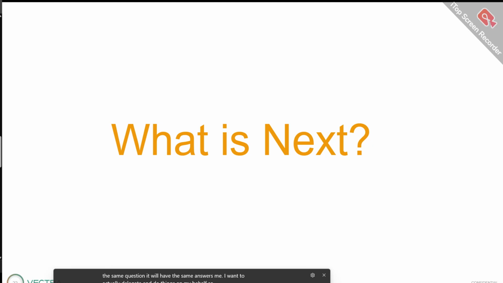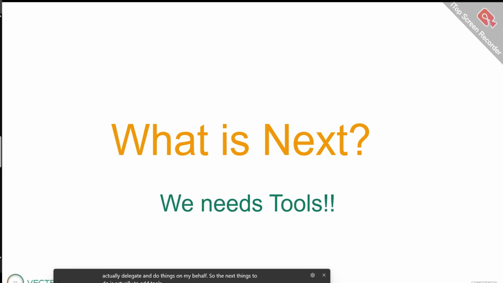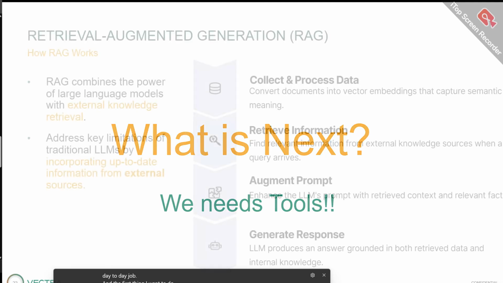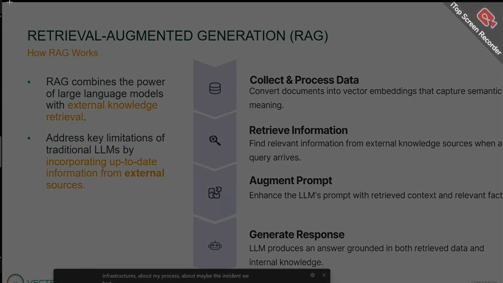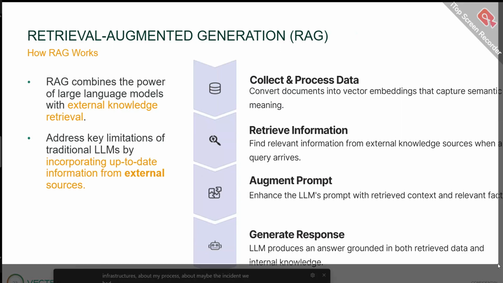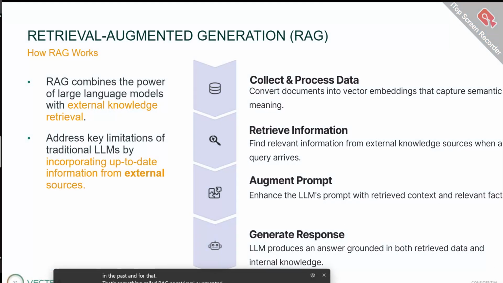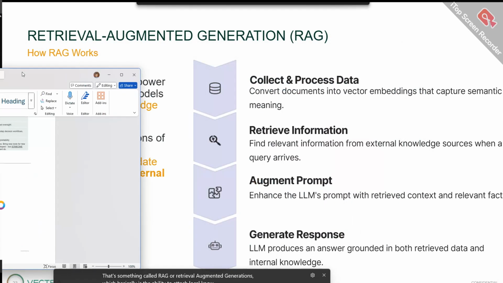So the next thing to do is to add tools, things that it can use to help me in my day-to-day job. And the third thing I want to do, working in a SOC, is to give it local knowledge about my company, about the infrastructure, about my processes, about maybe the incidents we had in the past. For that, there's something called RAG, or Retrieval Augmented Generation, which is basically the ability to attach local knowledge to your LLM.